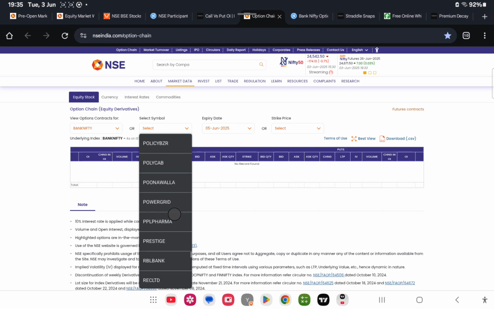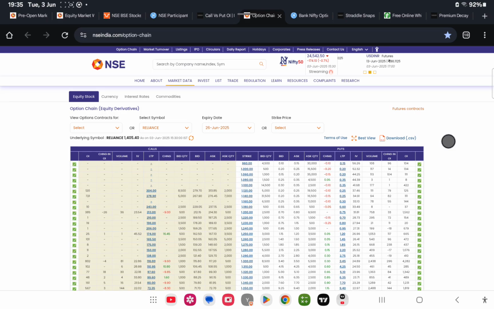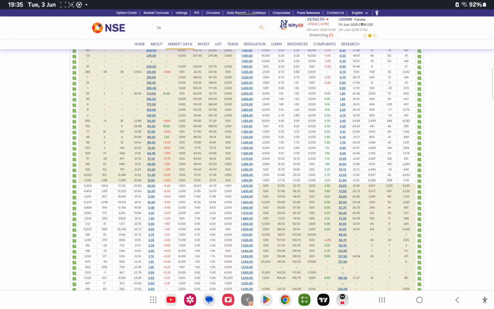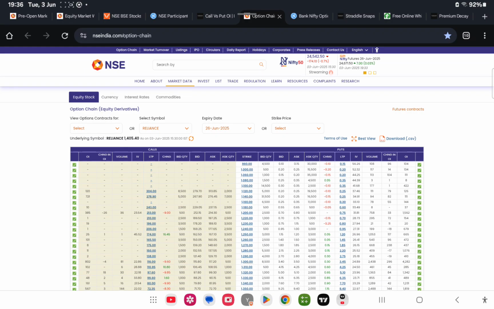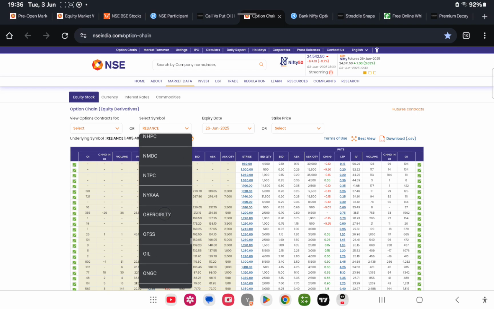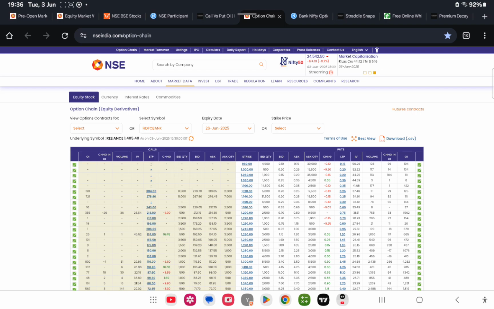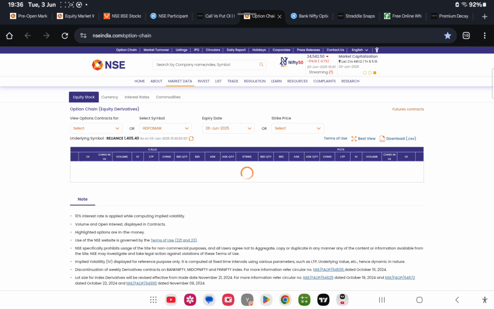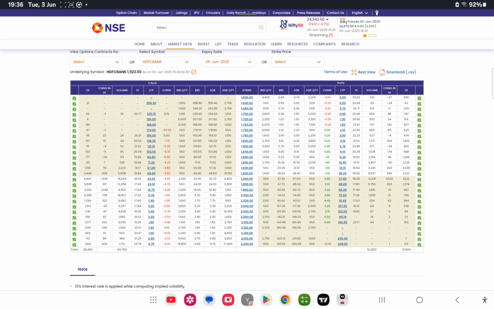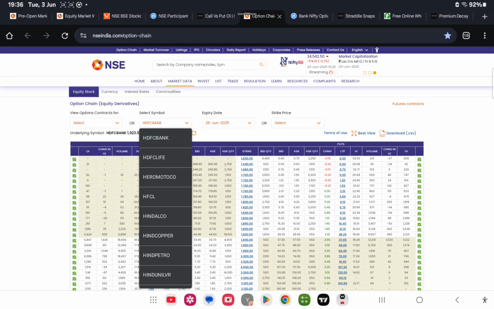So this is Reliance, and you could clearly see positive on the call side and negative on the put side. That means it is clearly a sellers' day for call writers. Okay, we'll check HDFC Bank. So this is HDFC Bank, the same pattern repeated. You can clearly say call writers are strong here because, see, it is showing the decay. Now we'll go to ICICI Bank.